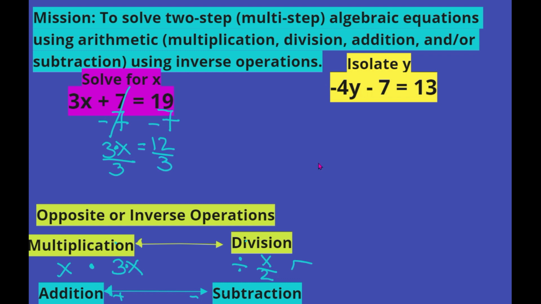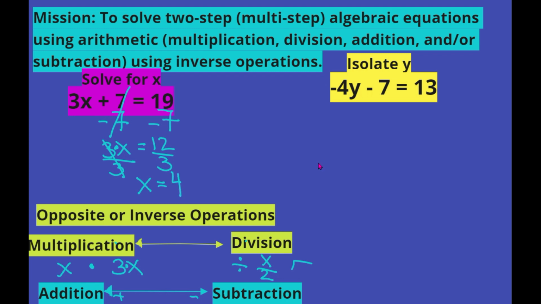Don't be scared that these look like fractions. It's just another way of writing division. 3 divided by 3 is 1. I could write 1x, but I'm not going to. It's invisible, but it's there. The 1 is always there. And 12 divided by 3 is 4.